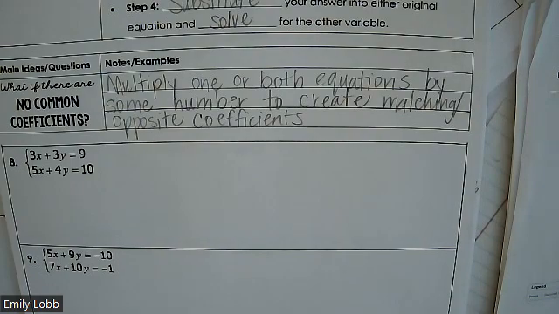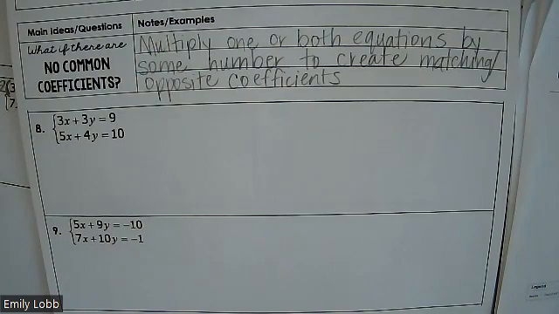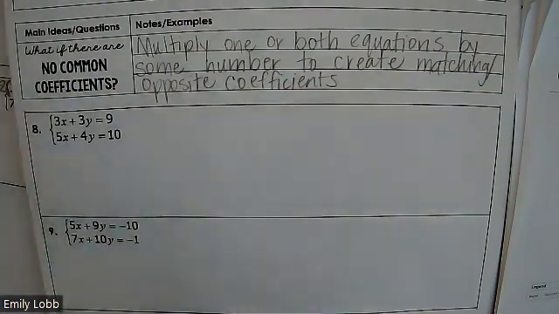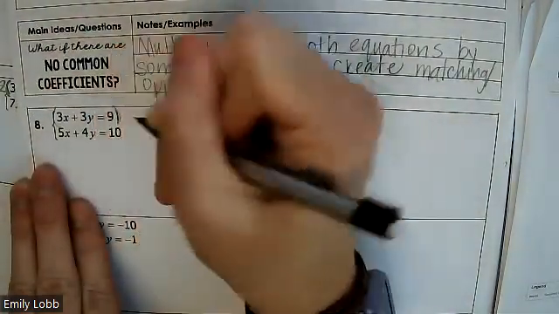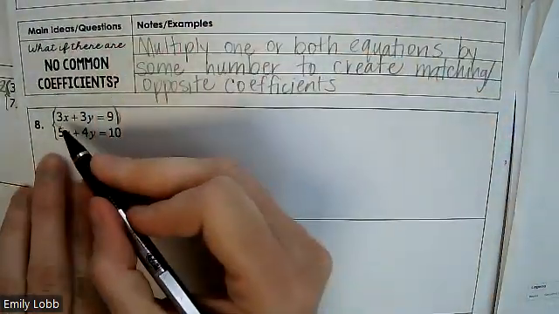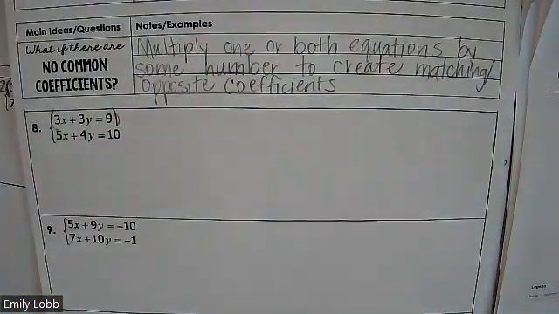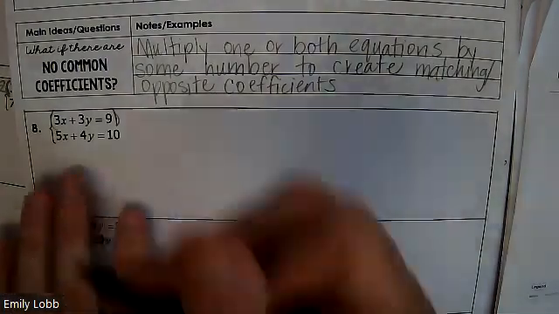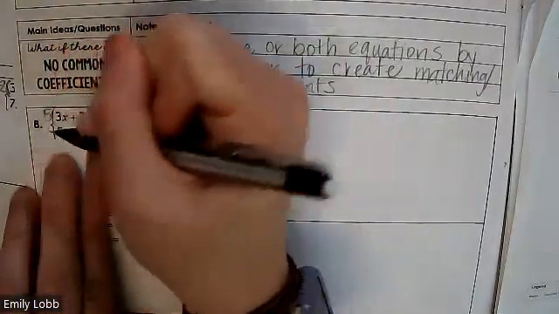So today we are deciding, do we want to get the x's to be matching and opposite or the y's to be matching and opposite? What should we do for number 8 here? X's? All right, so what do I have to multiply through the top equation? What is the least common multiple of 3 and 5? 15. So to make 15 out of 3, we have to multiply it by 5.